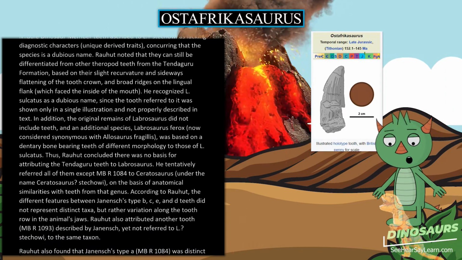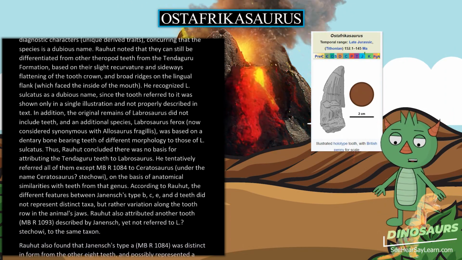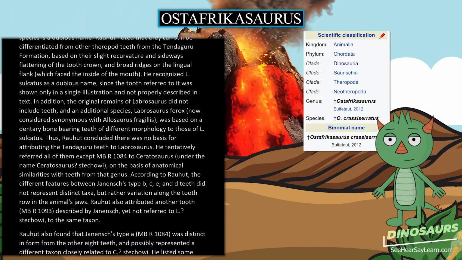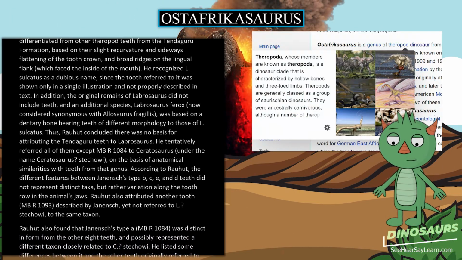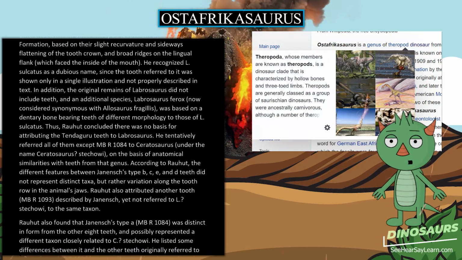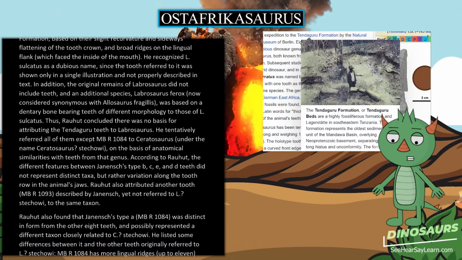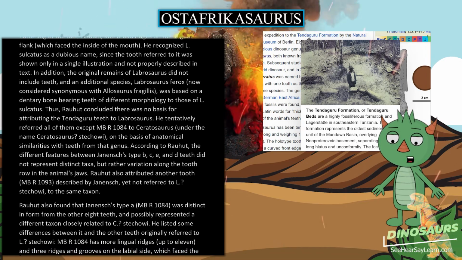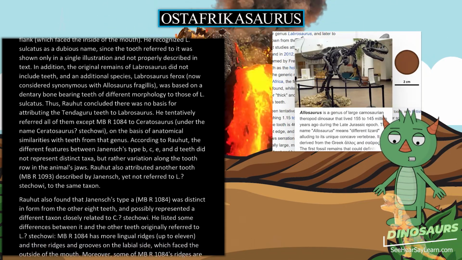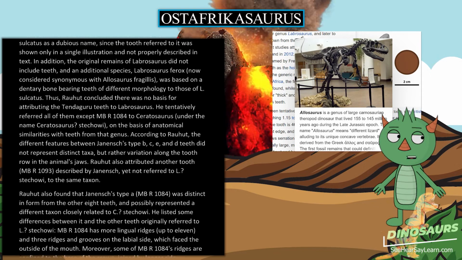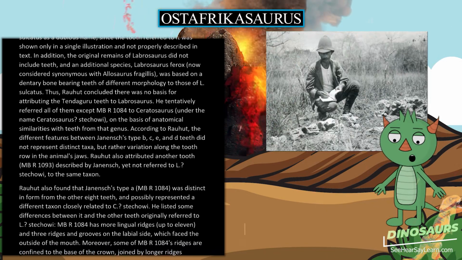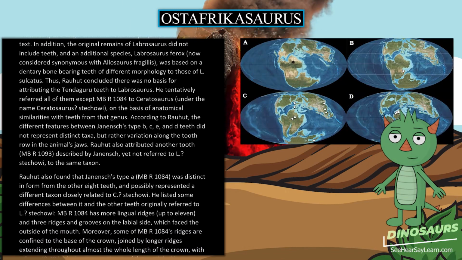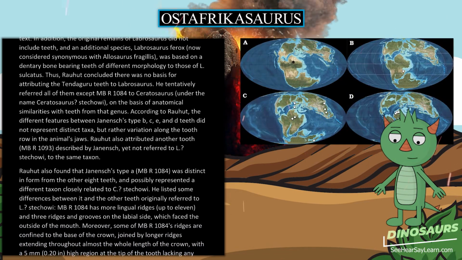He tentatively referred all of them except MBR 1084 to Ceratosaurus, under the name Ceratosaurus Stekoe, on the basis of anatomical similarities with teeth from that genus. According to Buffetaut, the different features between type B, C, E, and D teeth did not represent distinct taxa, but rather variation along the tooth row in the animal's jaws. Buffetaut also attributed another tooth, MBR 1093, described by Stekoe yet not referred to L. Stekoe, to the same taxon.